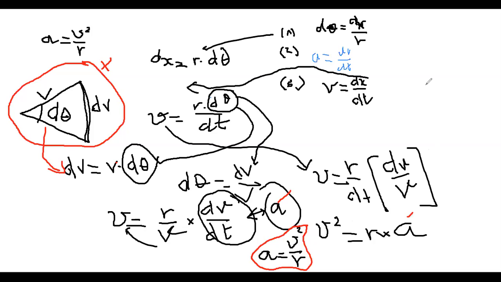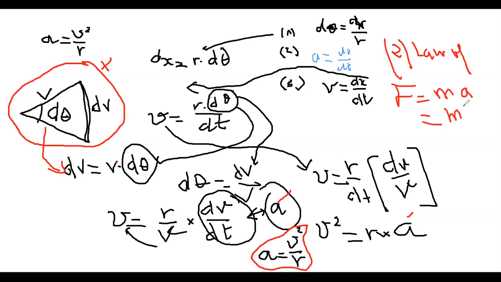All right. What is the second law of Newton again? F equals ma. Mass times acceleration. So F equals m v squared over r.